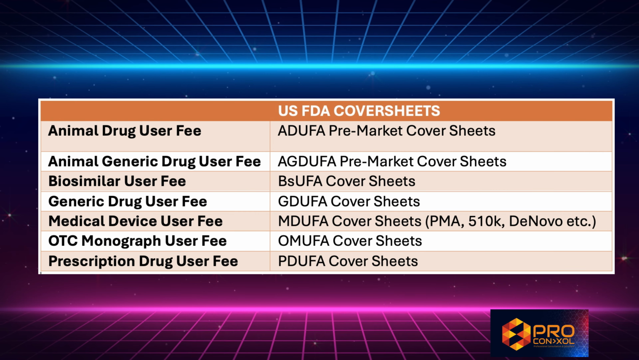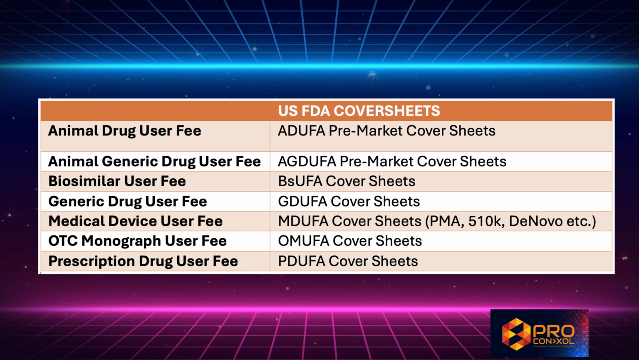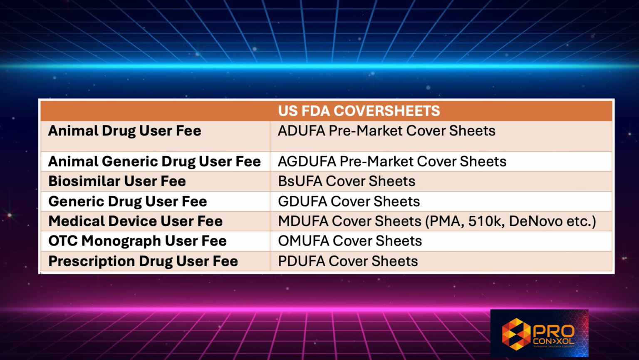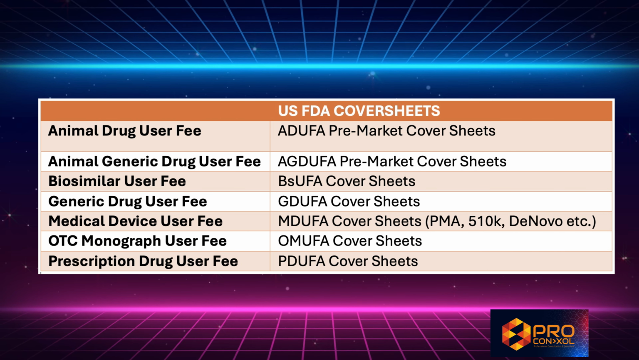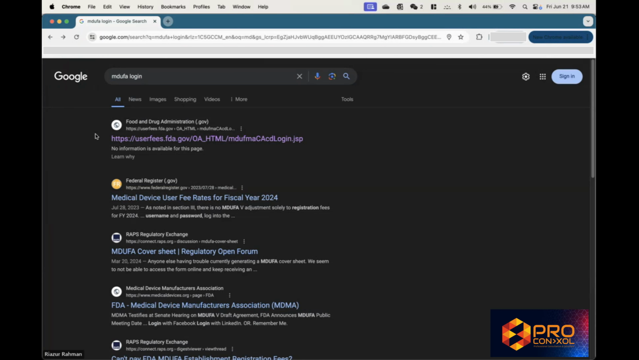Before submitting your 510(k) or PMA to the FDA, you must pay the required user fee, often referred to as Coversheet payment. This payment ensures your submission can be officially accepted and processed by the FDA. Let's go step by step.